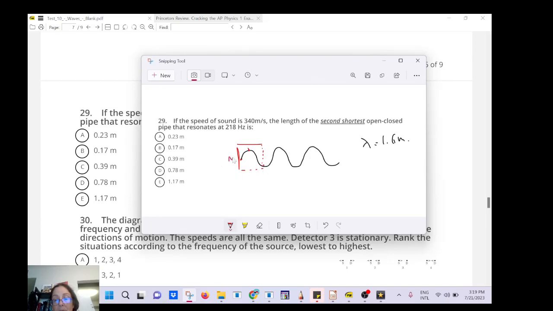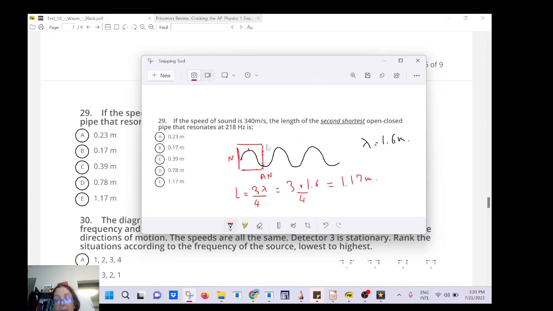So this is a node. And then this one we already did. And this is an anti-node. So you see that L equals 1, 2, 3, so 3/4 of the wavelength. So that's going to be 3 times 1.6 divided by 4. And the answer is 1.117 meters.